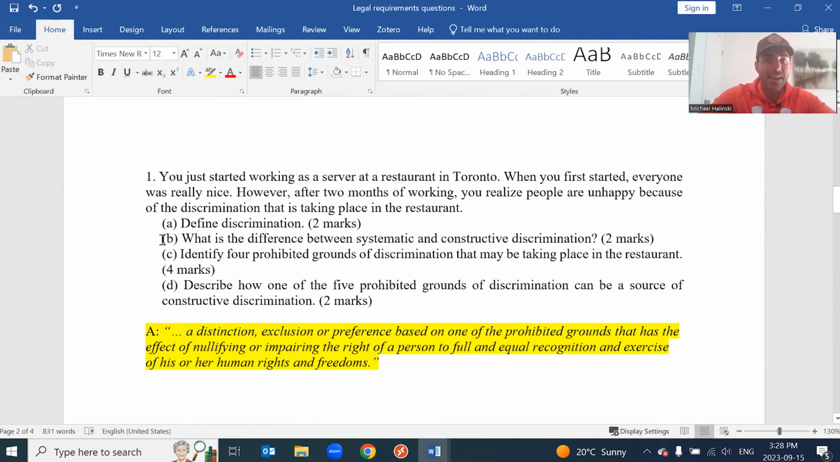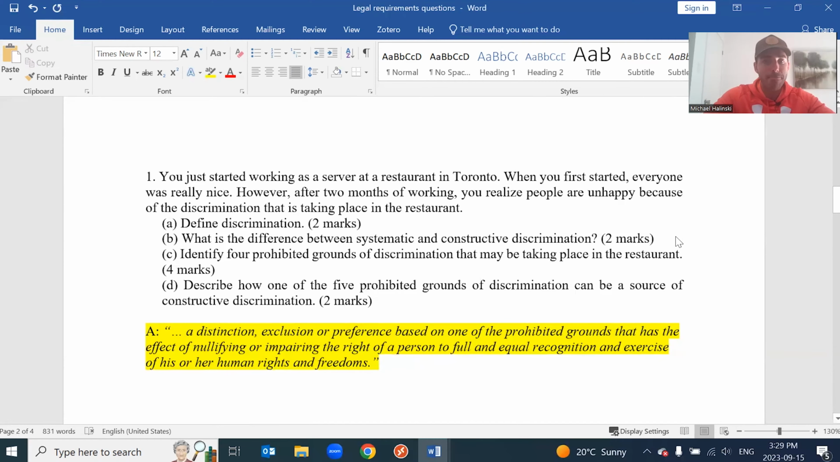All right, so part A. What is it? Definition. This definition just comes strictly from the textbook, not really anything too fancy. It's a distinction, exclusion, or preference based on prohibited grounds that has an effect of nullifying or impairing the right of a person to full and equal recognition in the exercise of his or her human rights and freedoms. I know that's a bit of a mouthful, but that is the definition from the textbook we are using. Whatever textbook is being used for the definition, try to stick as close to it as you can. For me, word for word doesn't matter, but the closer you can get to it, the easier it is.